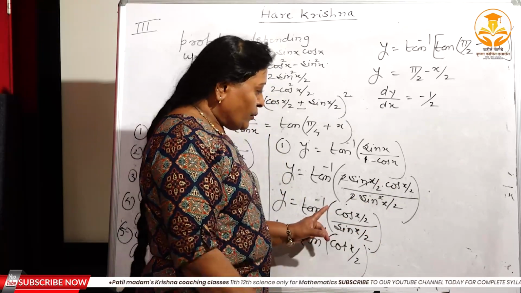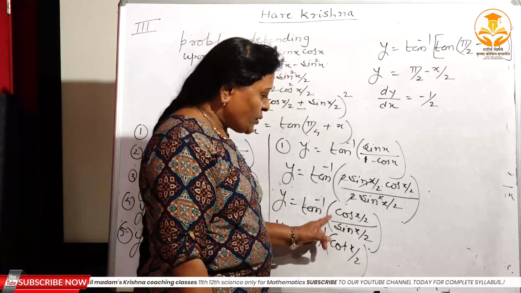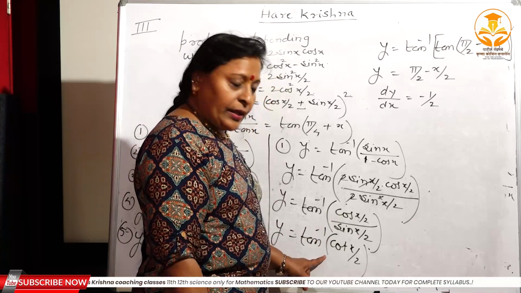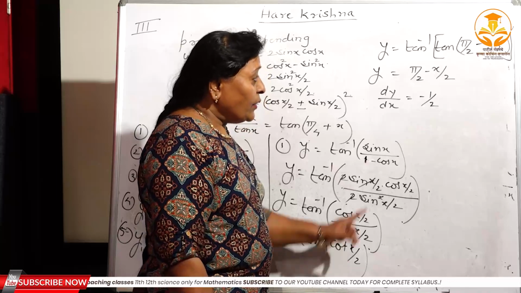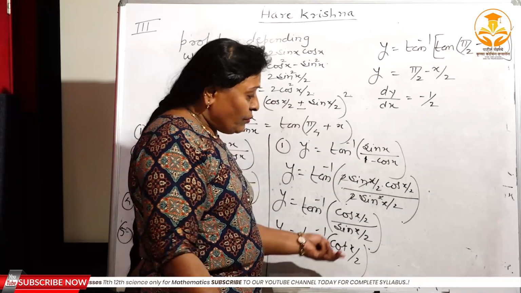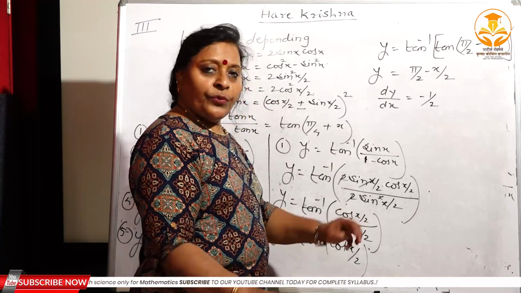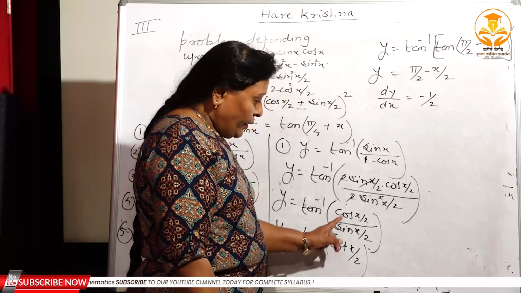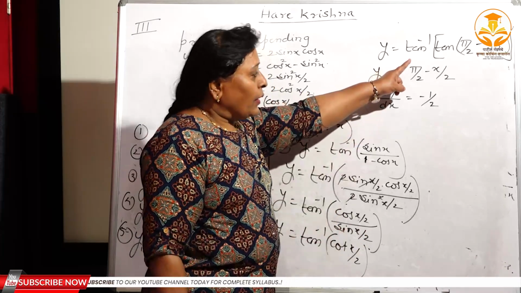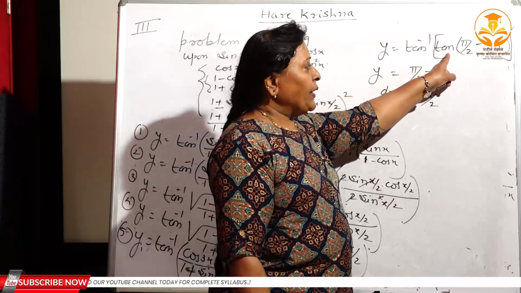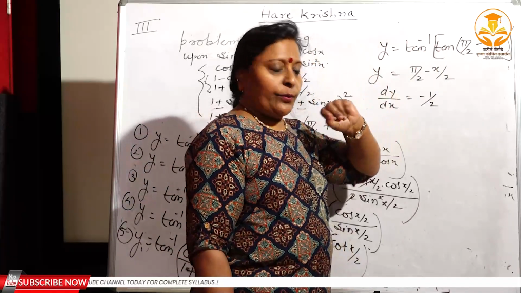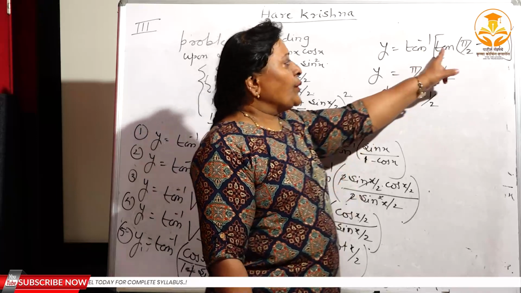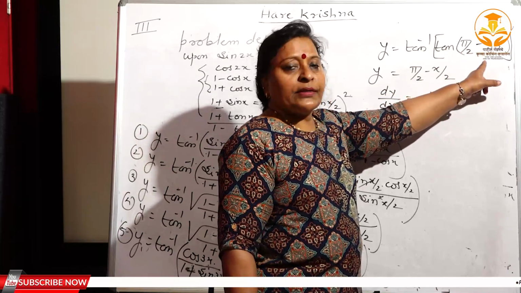So there is no need to worry or fear, because the cot you can convert in the form of a tan. So you have got the cot, no need to write, isn't it? Therefore here in place of cot you can convert cot in the form of tan by taking the help of pi by 2. Therefore cot x by 2 you can write as tan of pi by 2 minus x by 2.